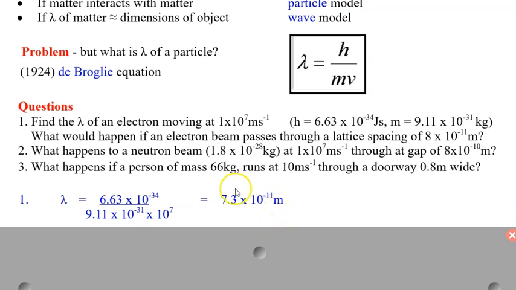What we need to do then is compare that to the gap that we're passing through. So we've got a wavelength of 7.3 × 10^-11. The lattice spacing, that's the gap in this particular case, is 8 × 10^-11.